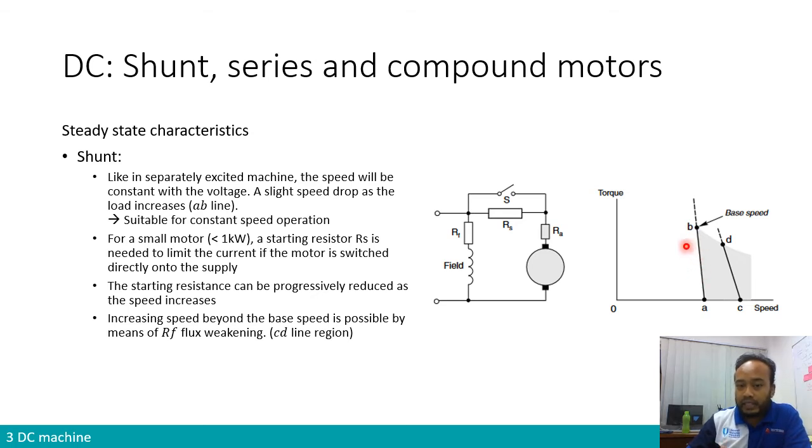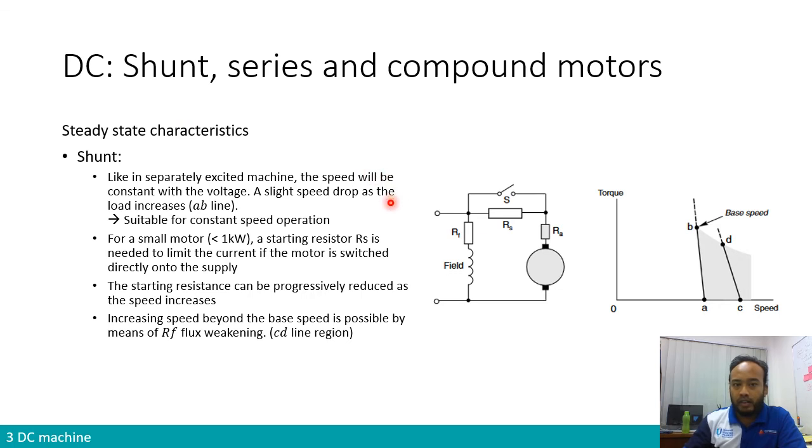So the machine is known to be suitable for constant speed operation. For a smaller motor, and this is a second point, for a smaller motor lower than 1 kilowatt, for example, the starting of the machine will need a starter resistor, RS, a starting resistor, to limit the current if the motor is switched directly into the supply, right?